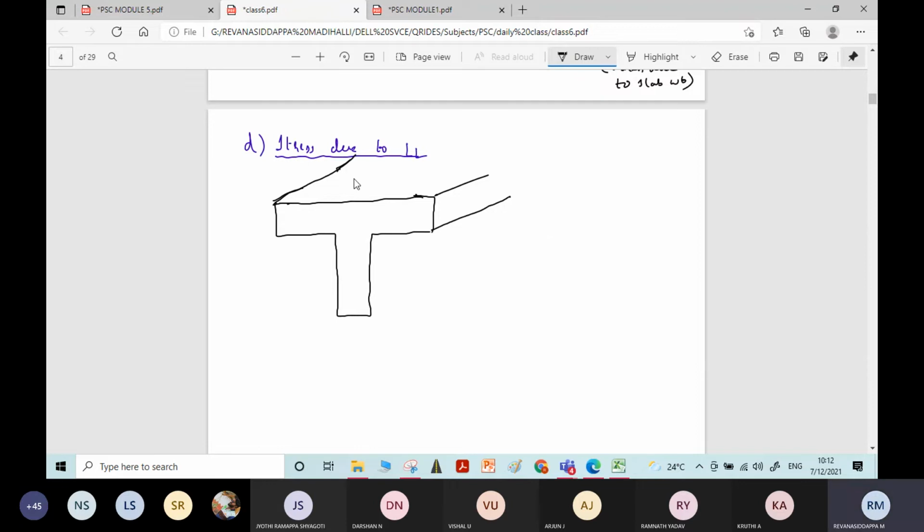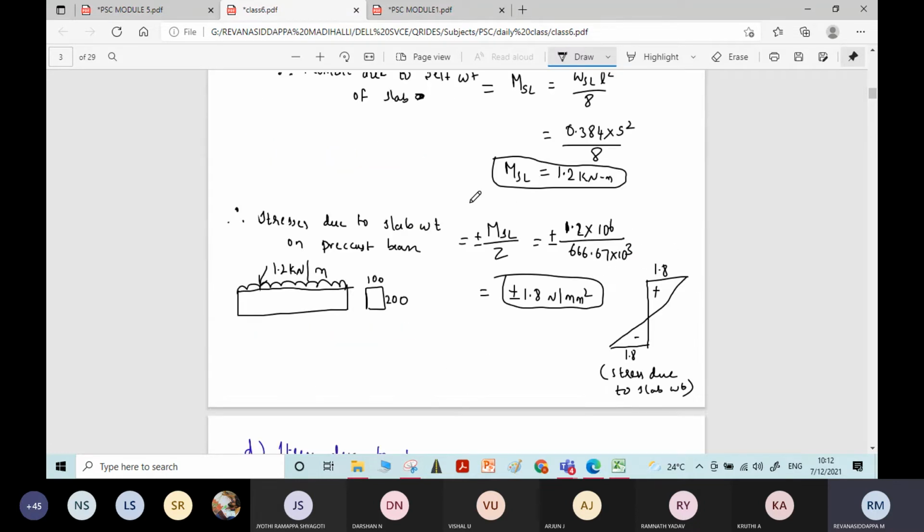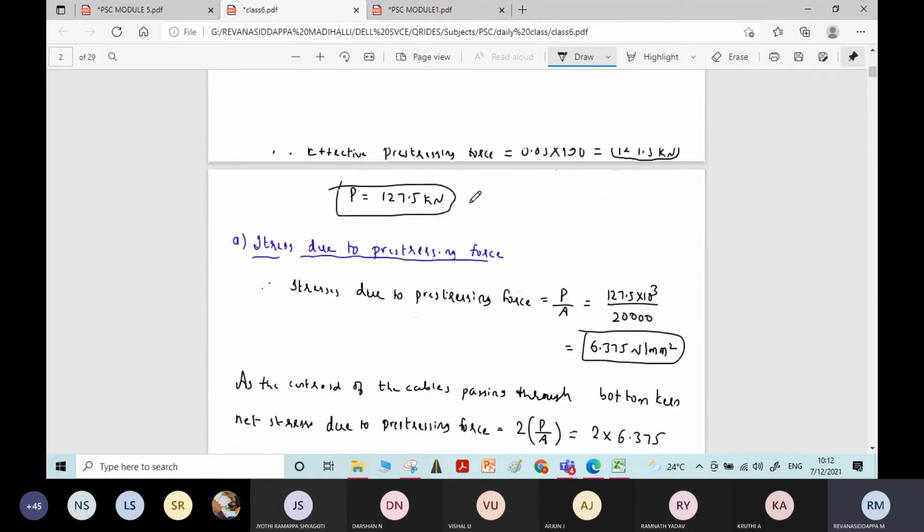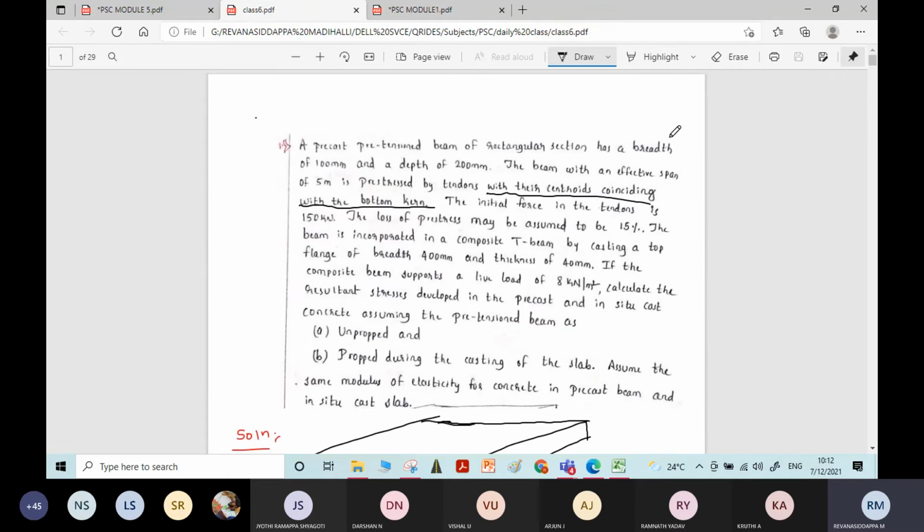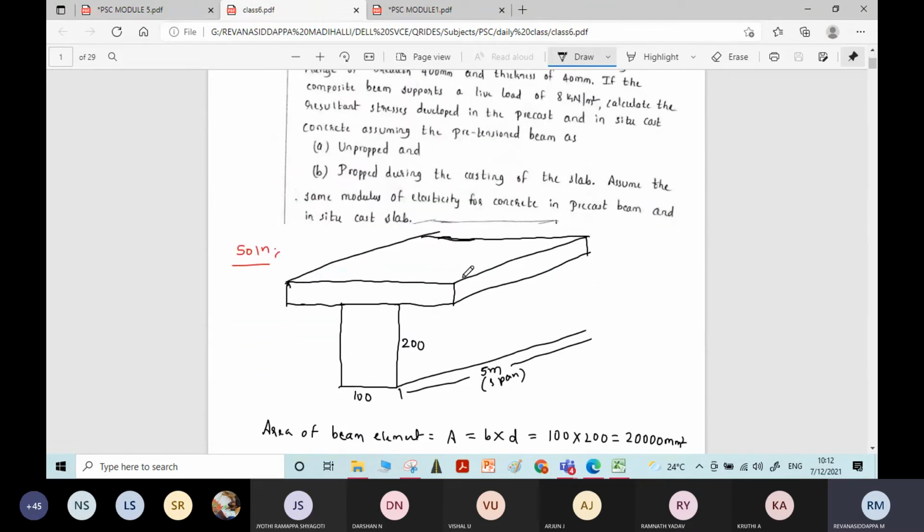So over this T section, the live load is existing. The intensity of live load is given. How much is it given? It is given as 8 kilonewton per meter square.